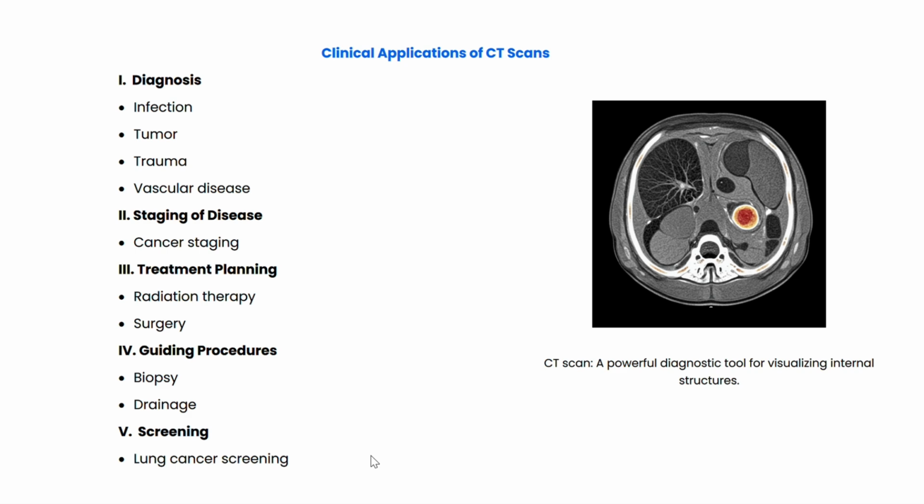They are also used in treatment planning, such as for radiation therapy, where precise tumor location is needed, and for surgical planning. CT can guide procedures like biopsies, where a sample of tissue is taken, and drainage procedures. In some cases, CT is used for screening, such as low dose CT for lung cancer in high risk individuals.